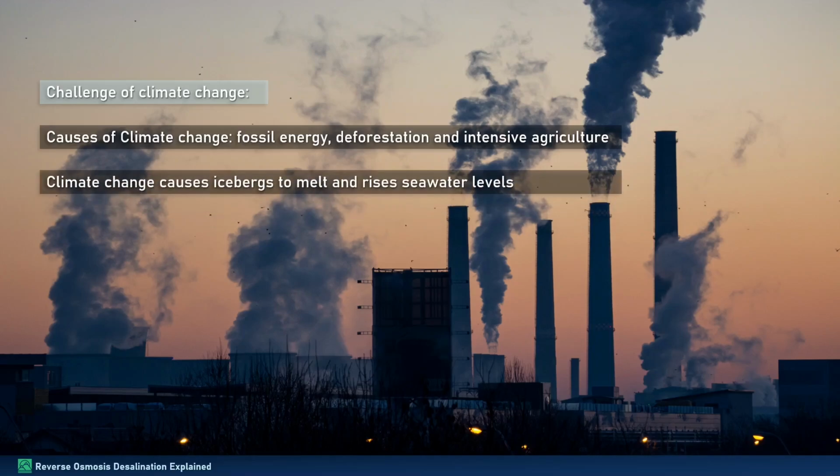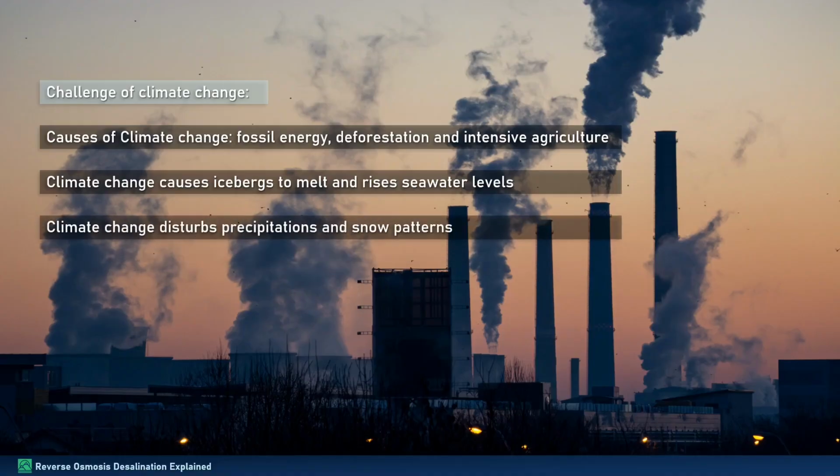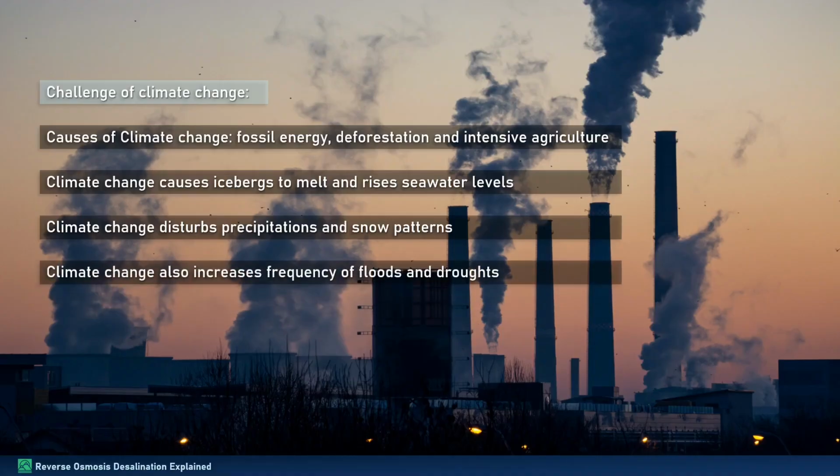By trapping sun energy, it causes oceans to absorb more heat and have their temperature increase. It causes icebergs to melt and seawater levels to rise. Climate change disturbs precipitation and snow patterns, which is already confirmed in many regions in the world, witnessing unprecedented patterns of seasons. Climate change also increases the frequency of floods and droughts, which brings devastating consequences.